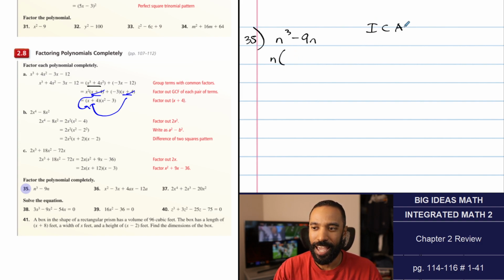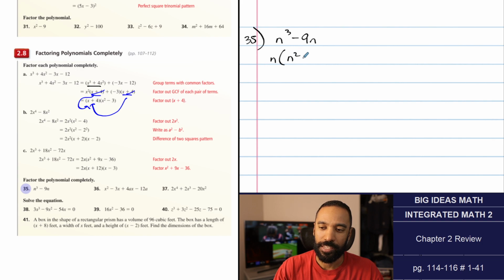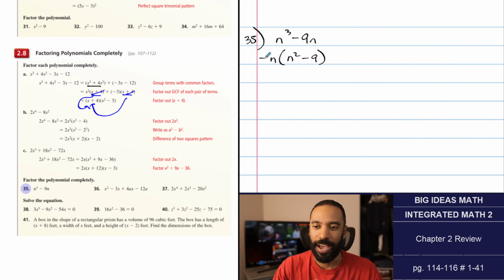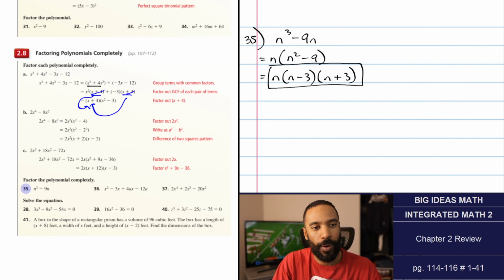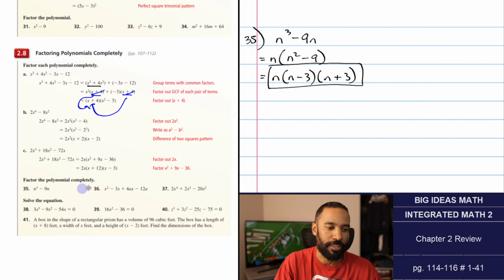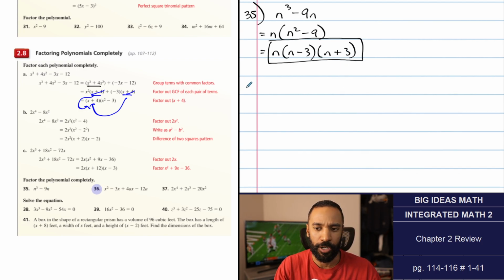I see a GCF of n, and you're left with n squared minus 9. Now, that can factor further, because that's a difference of two squares: n minus 3 times n plus 3. And that is the final factorization of number 35. This is where I will go a lot faster with all the other factorings because we've done them. Basically everything outside of maybe factoring by grouping, which looks like what number 36 is all about.